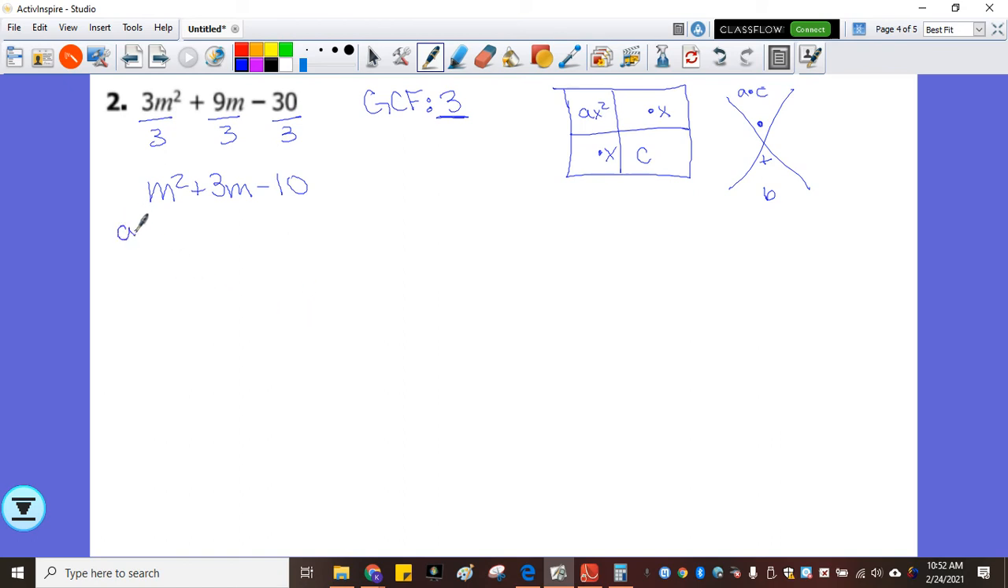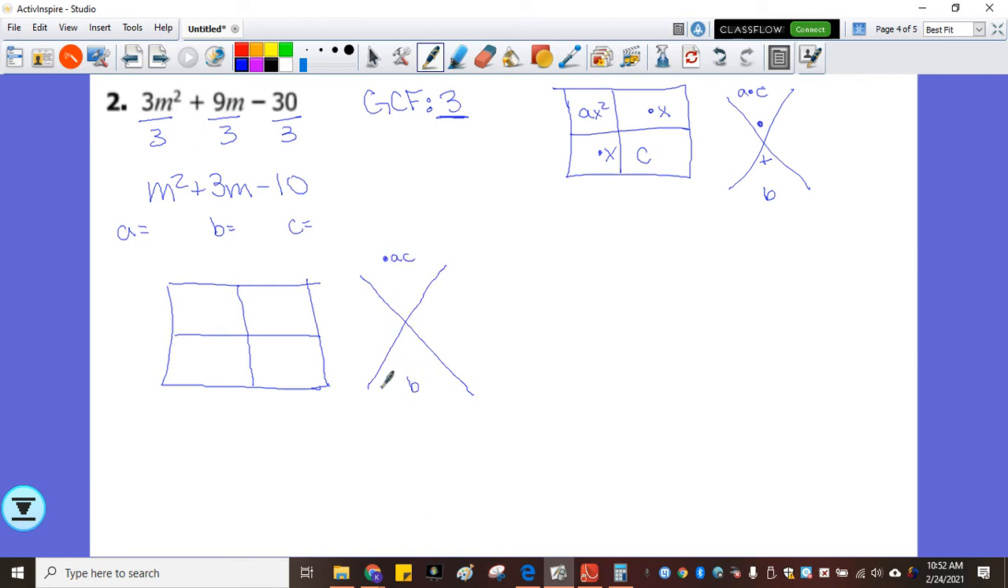Okay, so A would be, B would be, and C would be. And I write this every time. I know how to do it, but I still write it every time just to remember. So A, what's A? 1. It's always the number in front. So A is 1.